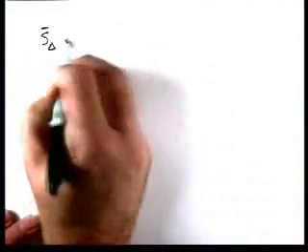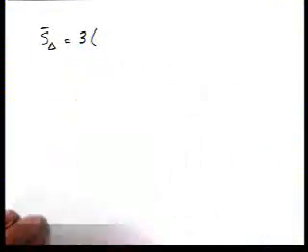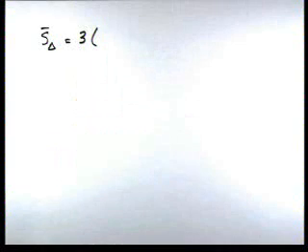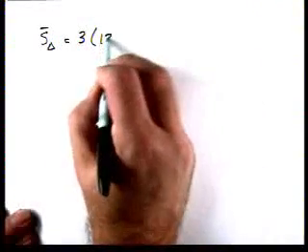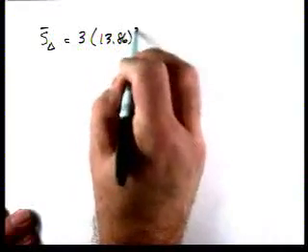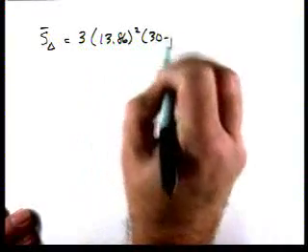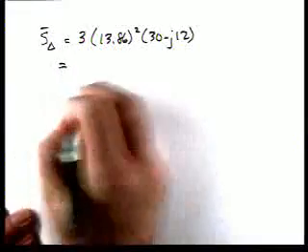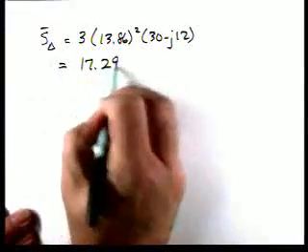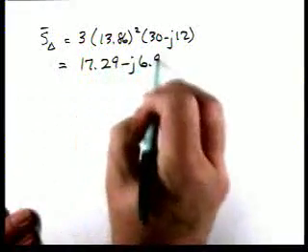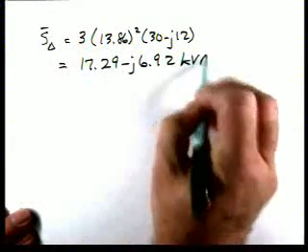Now the complex power absorbed by our delta connected load is 3, because I have 3 phases and I'm only analyzing one, times 13.86 squared times 30 minus J12. That gives us 17.29 minus J6.92 kVA.